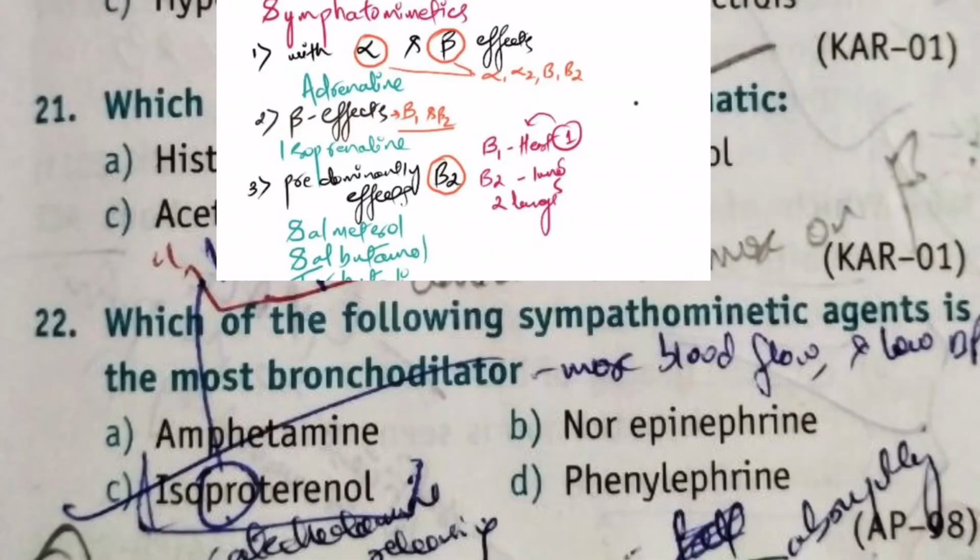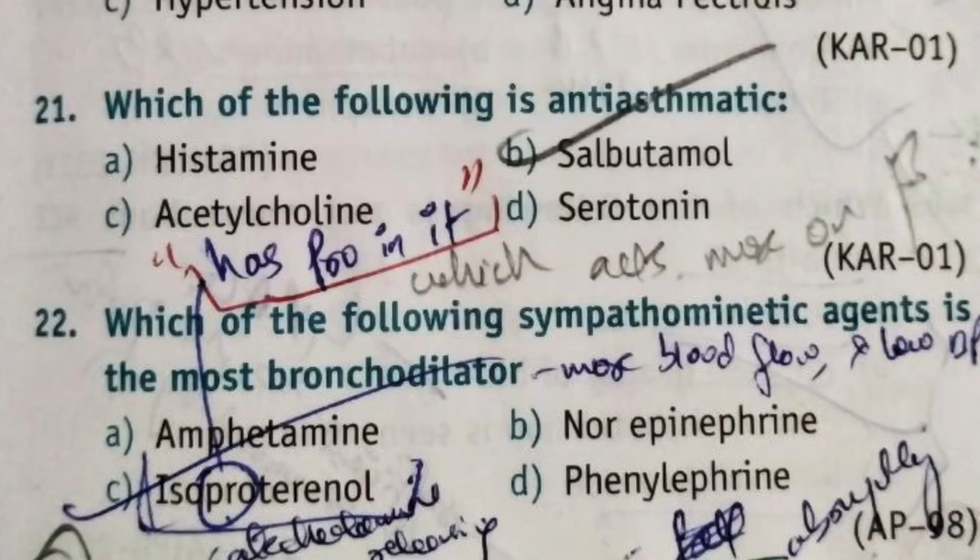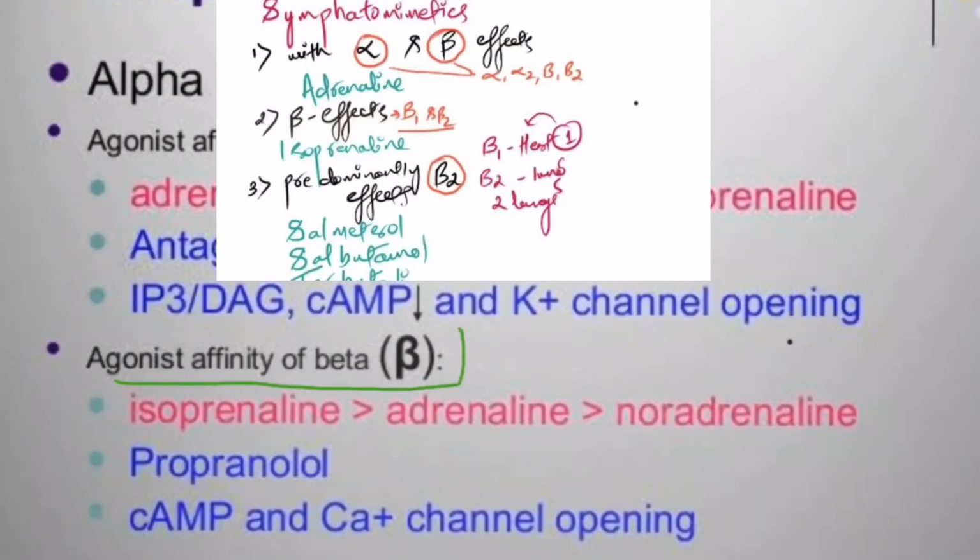So in the next question, which of the following symptomatic is the most bronchodilator? So I have given above the symptomatic drugs where it has been written alpha and beta effects, predominantly beta 2 effects. Among all these, which one is the most bronchodilator? I have told you in my previous classification also, whenever I see these beta drugs under symptomatic agent, I am like beta India top girl.